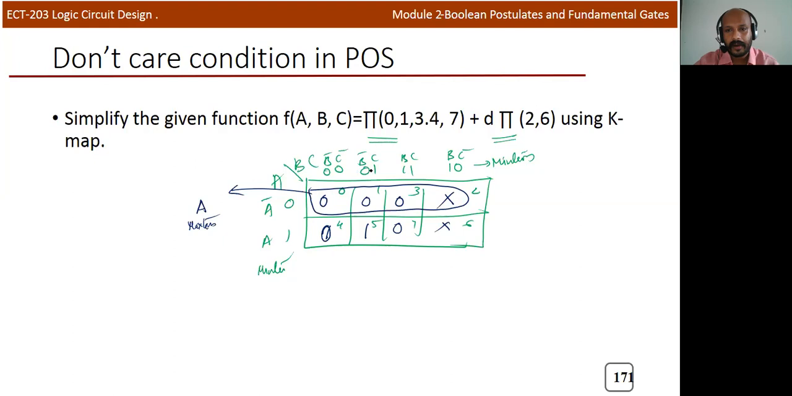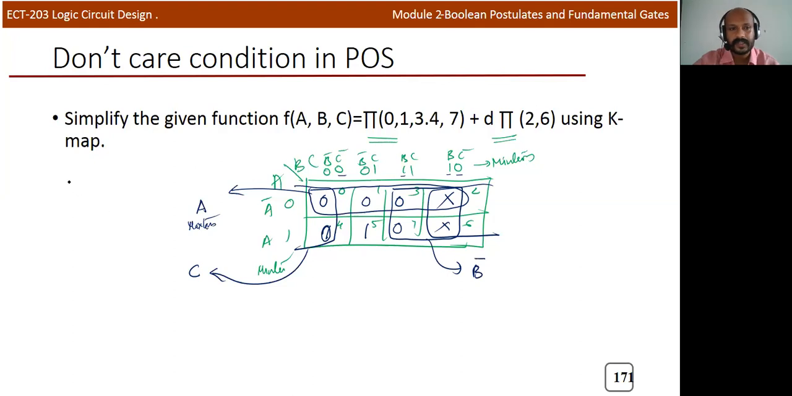Now we need to group like this: the first two zeros and the last two don't care conditions. If you mark these two cases, row wise there is no common term. Column wise, the first and last is C bar. C bar is a min term representation, so the max term representation will be C. You can consider one more group, that is the last 4 values. Row wise there is no common term; column wise you can see that these two ones are common. One is represented by B in min term, so in max term it will be B bar.